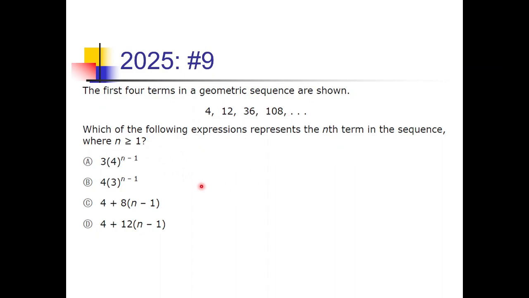One way you could do this is just to take 1, 2, 3, and 4 and plug them into these different expressions until you get a set of numbers that matches the 4, 12, 36, and 108. That would be a fast way to do it, fast enough way. Another way you could do it is, if you know a little bit about a geometric sequence, that means we have a common ratio. Since we have a common ratio, we can use the general geometric formula.